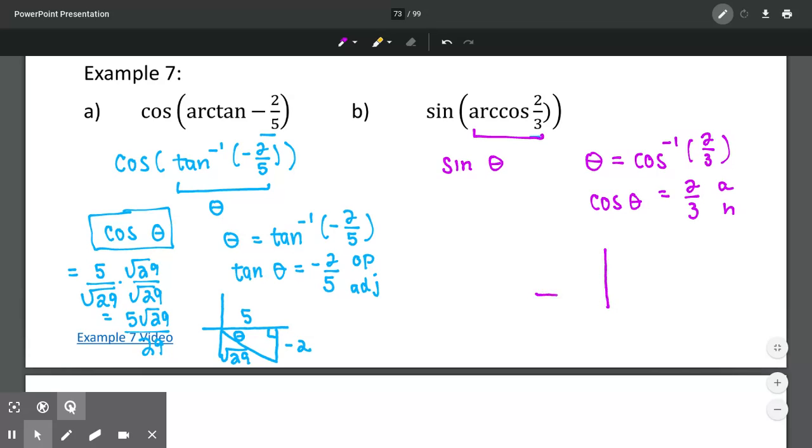And for inverse cosine, we're restricted to the first and second quadrants. Cosine's positive in the first quadrant, so we would draw our triangle in the first quadrant. The adjacent side is 2. The hypotenuse is 3, right? Which makes the opposite side the square root of 5.